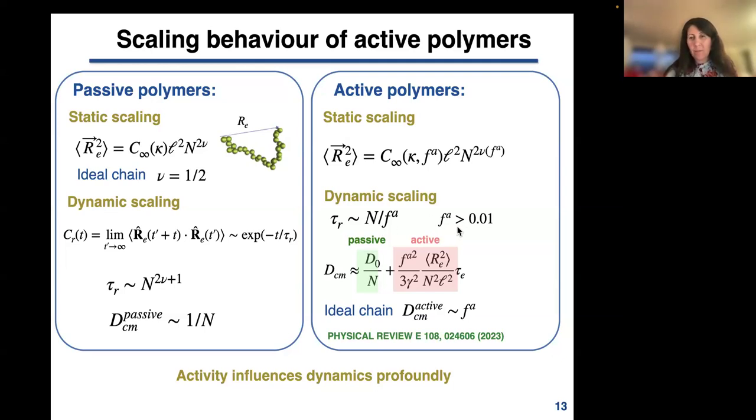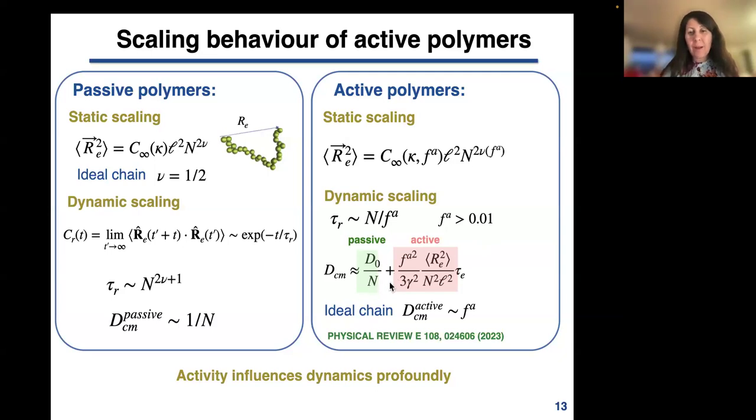And this is, of course, valid for a range of activity. Activity should be sufficiently large, but not so large. For example, in dimensionless units, the active force is just larger than 0.01. But this accelerates the polymer dynamics a lot if you have a very long polymer, because of this railway-like motion of the active tangentially driven polymer.